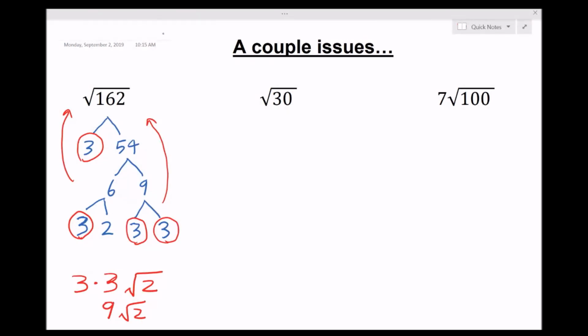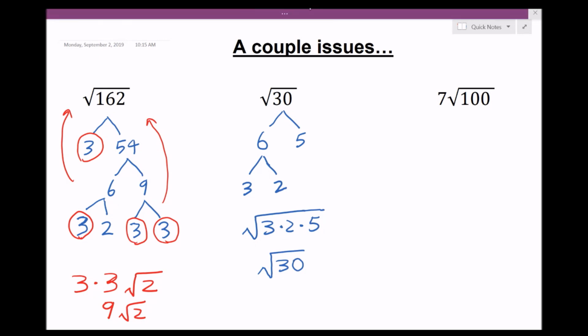Next weird case, root 30. If you split this, you will get a tree like this. Now we've got 3 ending branches, 3, 2, 5, and you'll notice there's no matching pairs. So root 30 becomes root of 3 times 2 times 5. There's no pairs we can take out, so they all just stay in the square root, and all we can do is multiply them back together again. So square root 30 is already in simplest radical form because there's nothing we can do. What we started with is the final answer.